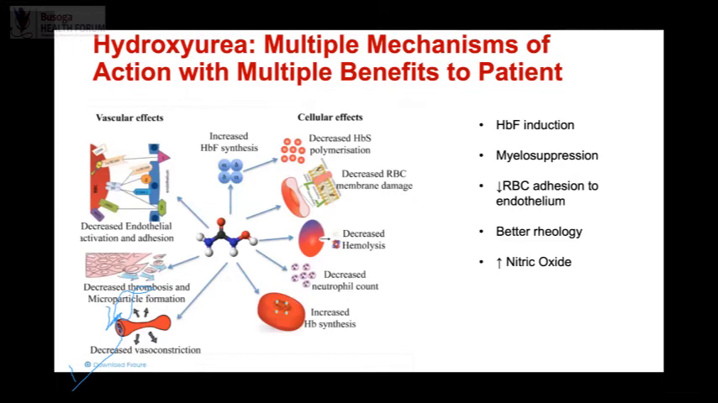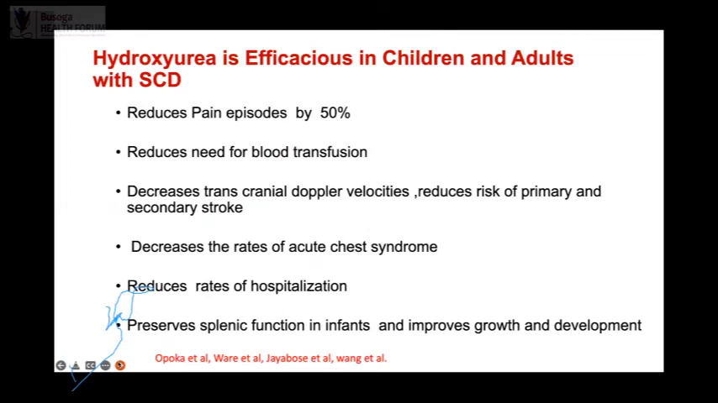One drug, multiple effects, so therefore multiple benefits to the patient, and this is why we're advocating for hydroxyurea. So it's efficacious. It has been found to be efficacious through several studies that have been here for almost 50 years. It reduces pain episodes by 50%, reduces the need for blood transfusion, decreases the transcranial Doppler velocities that signal a risk of stroke, decreases the risk of acute chest syndrome, which is a big cause of mortality in children and adults with sickle cell disease, reduces the risk of hospitalization, and it preserves splenic function in infants and improves growth and development in children and adults with sickle cell disease.